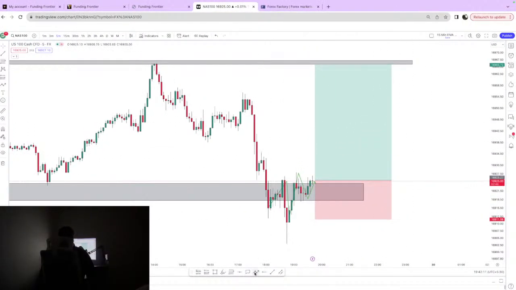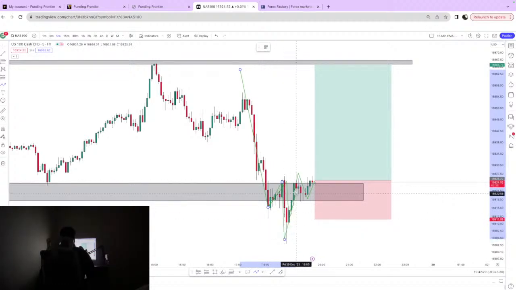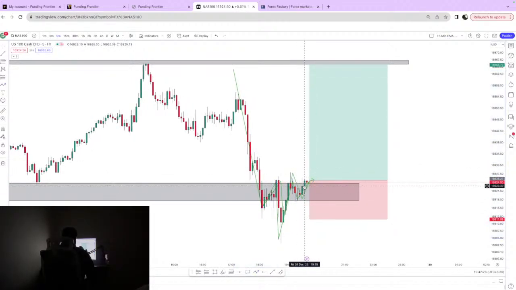So let me explain the trade idea. This was our level. Our bias is not very clear, so we have to wait for a pattern, and we have got a pattern. What is the pattern? Inverse head and shoulders. And why I have taken the entry is because of this bullish engulfing candle.